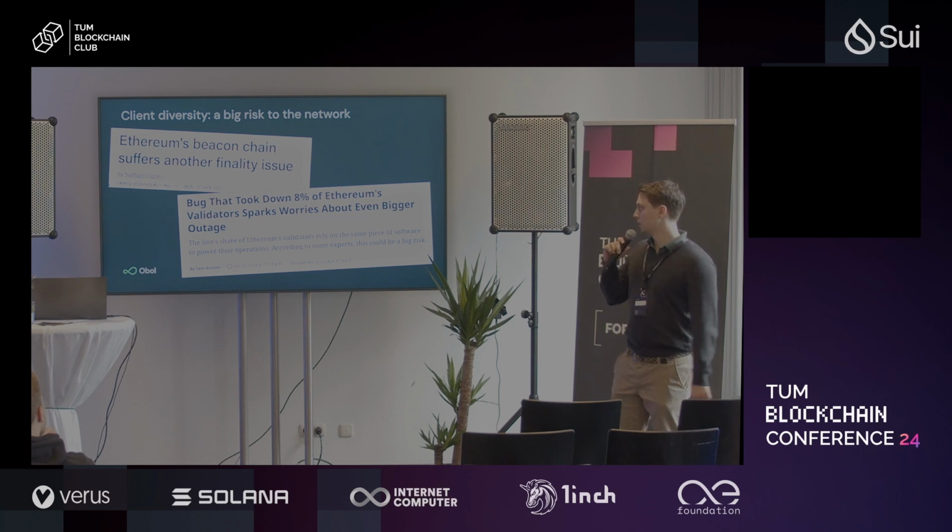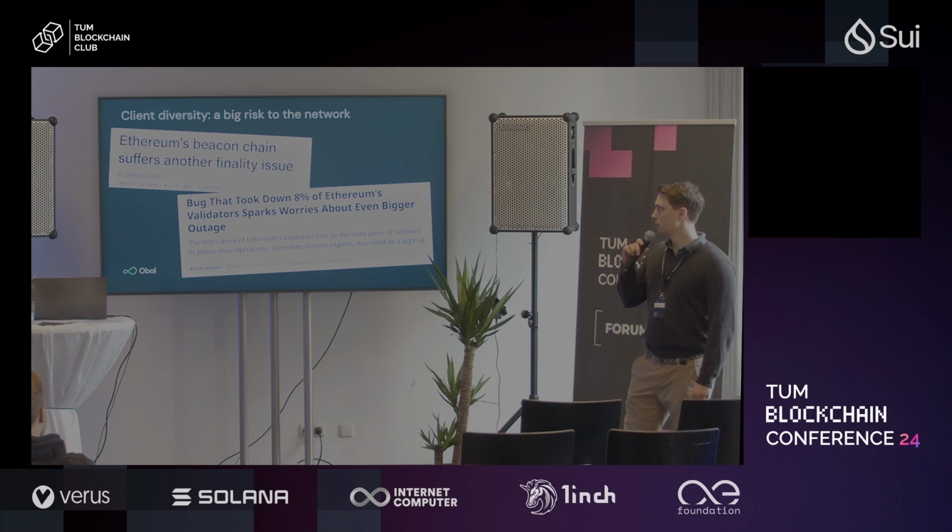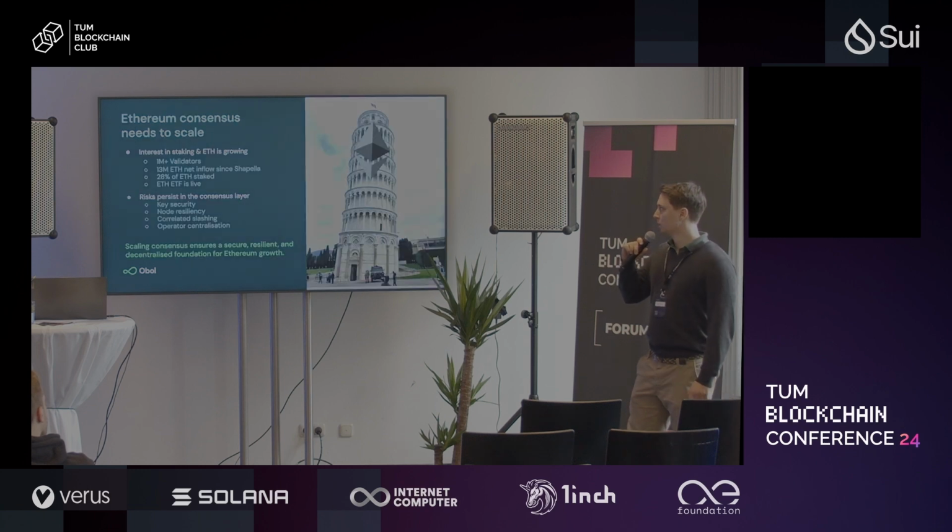There was another bug with Nethermind in January of this year that took down about 8% of validators. That didn't really cause any network-wide issues, but was still not ideal. So client diversity is also kind of a big topic. If there's a bug in a major client, it can really cause harm to the network. So as a node operator, you've got hardware issues to worry about, you've got data center issues potentially to worry about, and you've got client bugs to worry about.